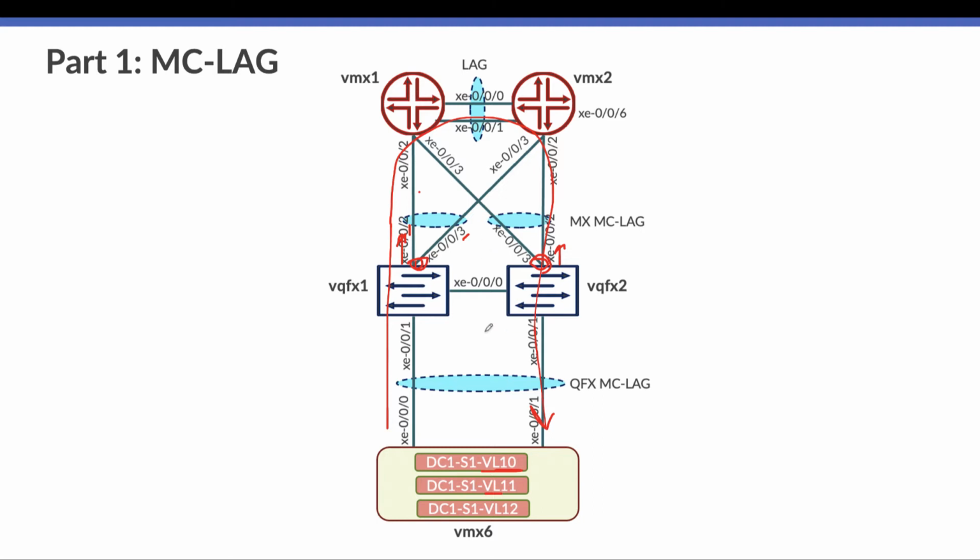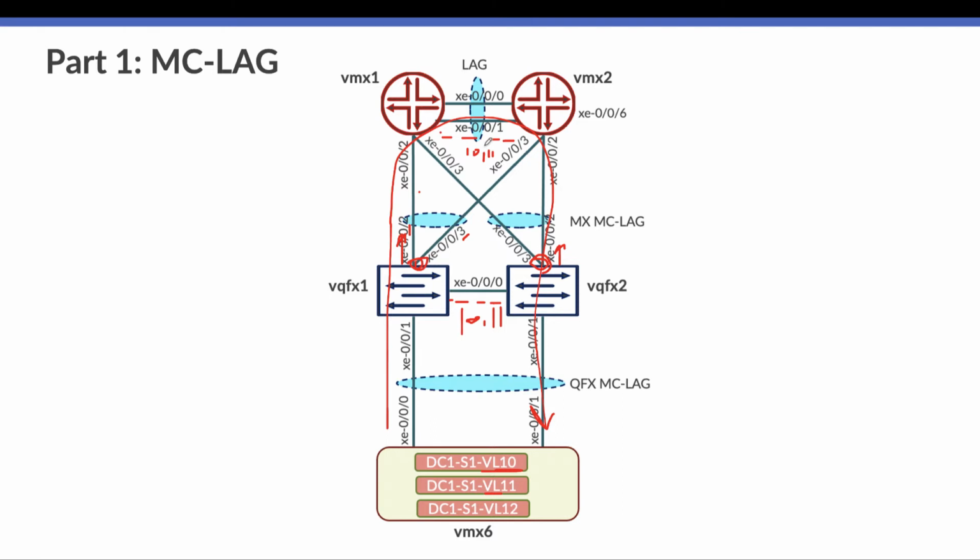If I enable VLAN 10 and 11 between MX and QFX, then I need to enable VLAN 10, 11 and 12 here as well, because here I'll configure the routing. So VLAN 10 and 11 will be there, and if you remember, we configured VLAN 10, 11 and 12 here as well. This will lead to a layer 2 loop, because VLAN 10 and 11 is enabled here and enabled here.